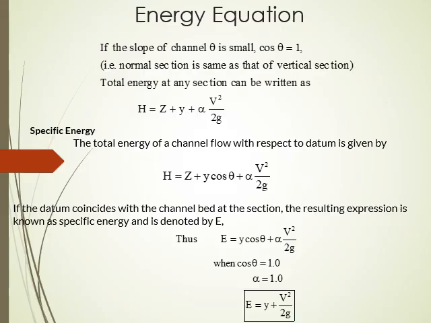The total energy of the channel flow with respect to the datum is given by H equal to Z plus y cos theta plus alpha V square by 2g. If the datum coincides with the channel bed, if there is no bed slope in the channel, the Z will obviously become 0. So the equation becomes E equal to y cos theta plus alpha V square by 2g. Let's substitute cos theta equal to 1. So the equation becomes E equal to y plus alpha V square by 2g. This is the specific energy equation.